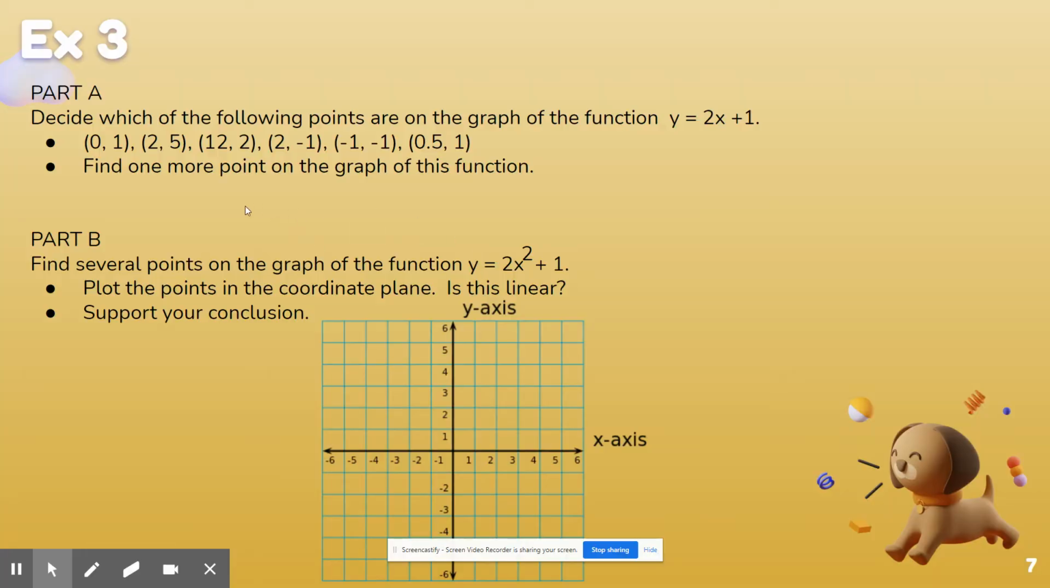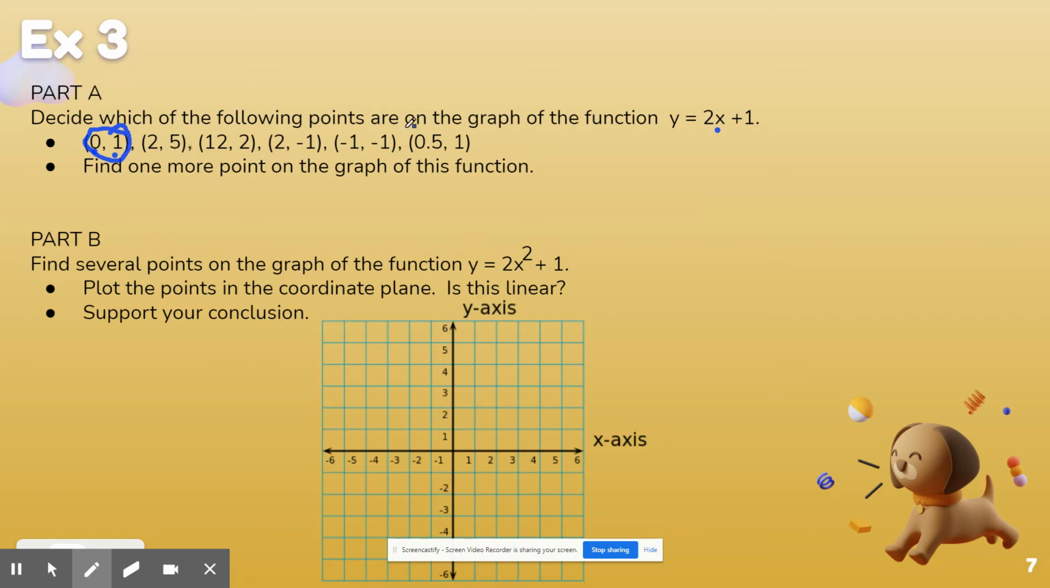For this problem here, it says decide which of the following points are on the graph of the function y equals 2x plus 1. There's a couple different ways you could do this. If you have a graph, you could graph it and just find out and look. The other way is plug in the x value for x. So if I plug in 0, 2 times 0 is 0, plus 1 is 1. Well, that's what my y is.